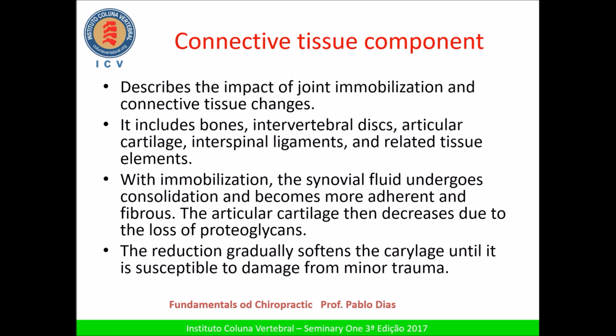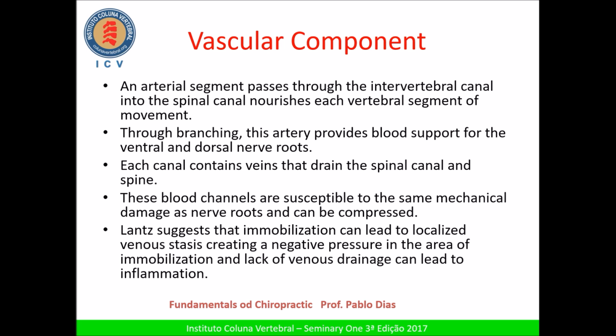With immobilization, the synovial fluid undergoes consolidation and becomes more adherent and fibrous. The articular cartilage then decreases due to the loss of proteoglycans. The reduction gradually softens the cartilage until it is susceptible to damage from minor trauma. In the vascular component, an arterial segment passes through the intervertebral canal into the spinal canal, nourishing each vertebral motion segment. Through branching, this artery provides blood supply for the ventral and dorsal nerve roots.